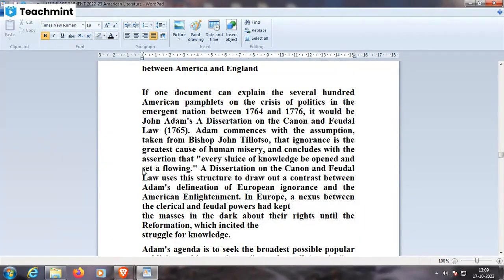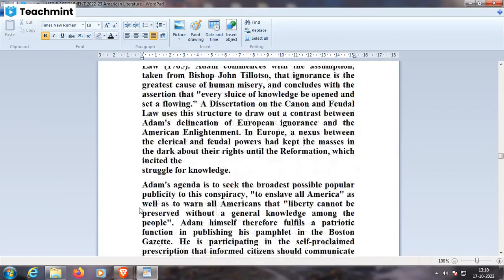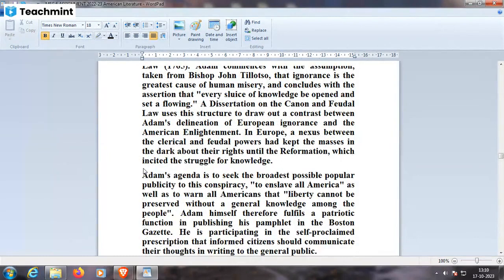A Dissertation on the Canon and Feudal Law uses this structure to draw out a contrast between Adams' delineation of European ignorance and the American Enlightenment. In Europe, a nexus between the clerical and the feudal powers had kept the masses in the dark about their rights, until the Reformation, which incited the struggle for knowledge. So, struggle is everywhere.